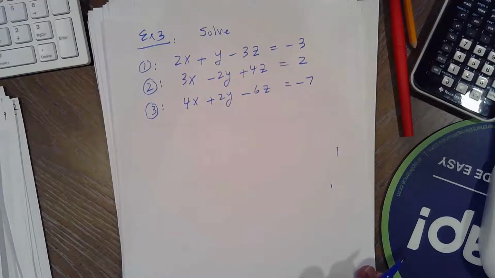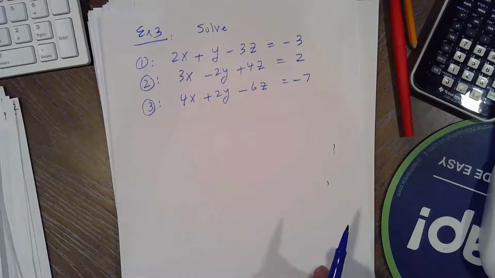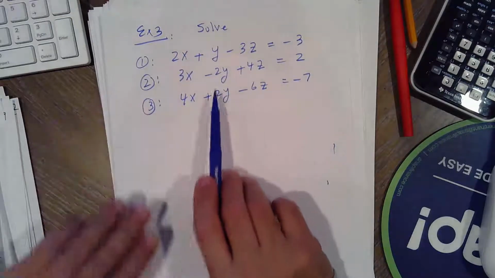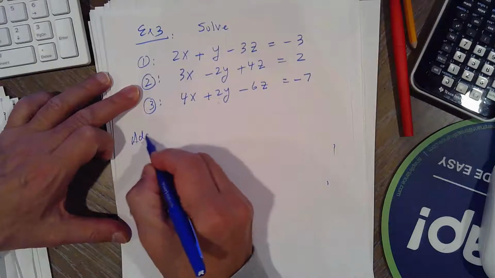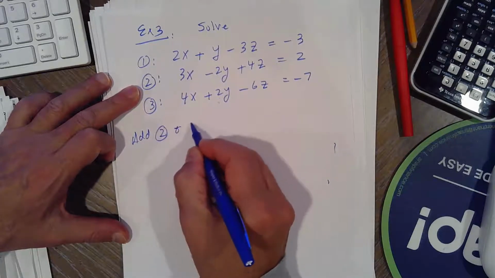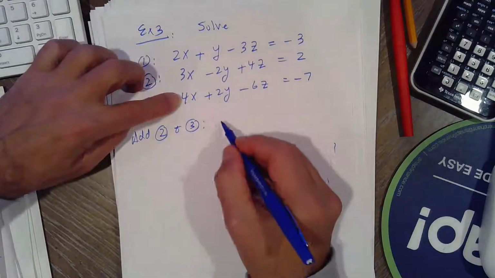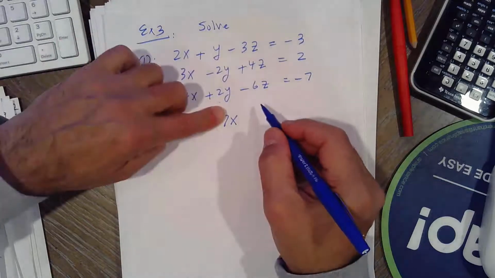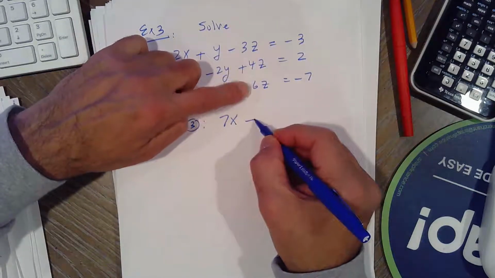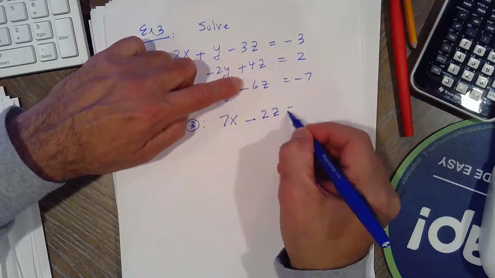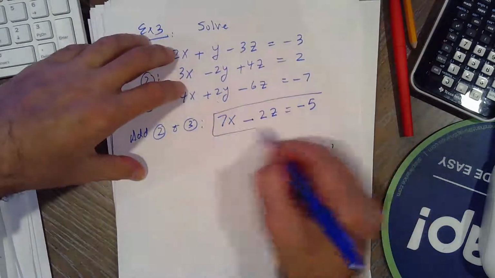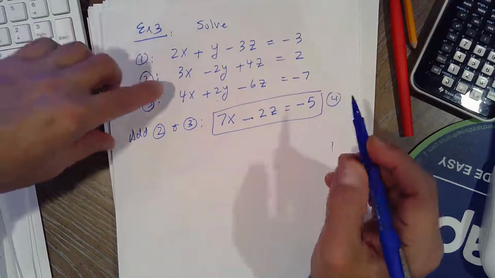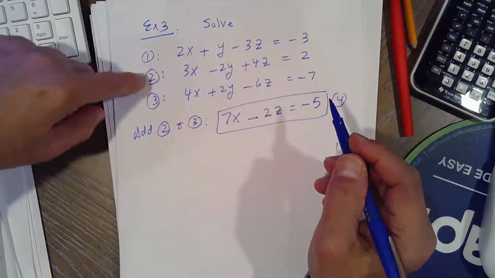I think the easiest, unlike what I did in my notes, is to eliminate y, so I would add equations 2 and 3 without doing any other work. 3x plus 4x is 7x, the y's cancel out. 4z minus 6z is negative 2z, 2 minus 7 is negative 5. So this is equation 4. I've eliminated y using 2 and 3.